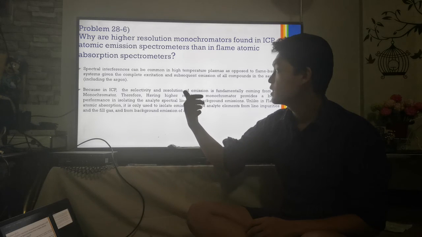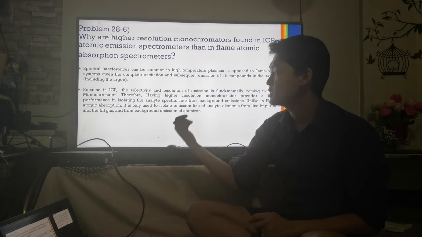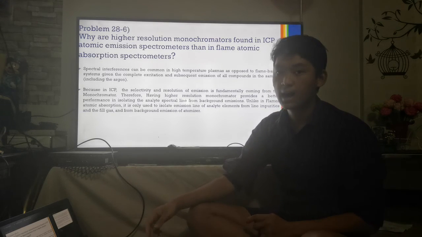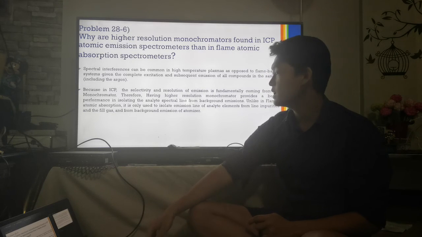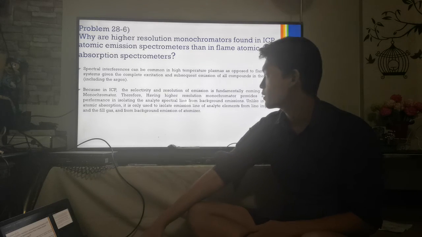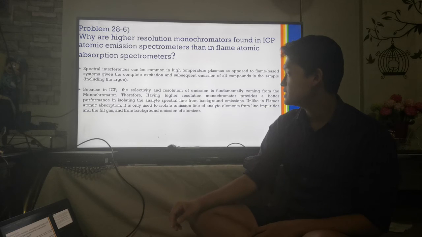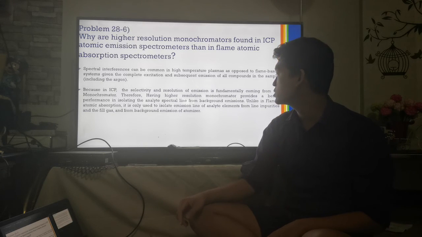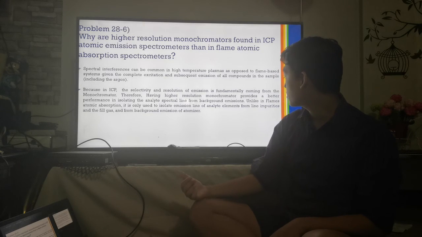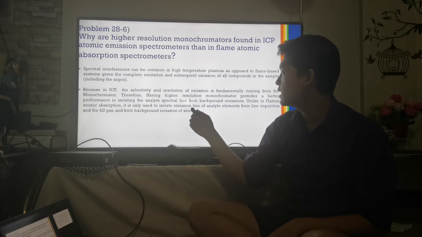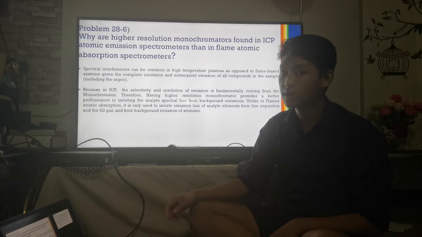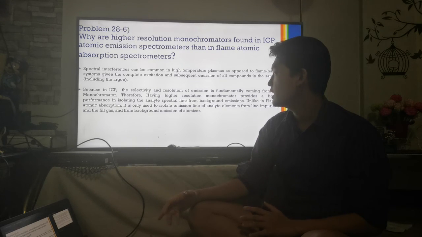wherein it produces spectral interferences, since it also excites or ionizes the argon gas, compared to the flame-based, which only ionizes specific and easily ionizable substances such as alkali metals. And because in ICP, the selectivity and resolution of emission fundamentally come from the monochromator, having a higher resolution monochromator provides better performance in isolating the analyte spectral line from the background emissions. So, this is why we need higher resolution monochromators in order for us to isolate the analyte spectral line.